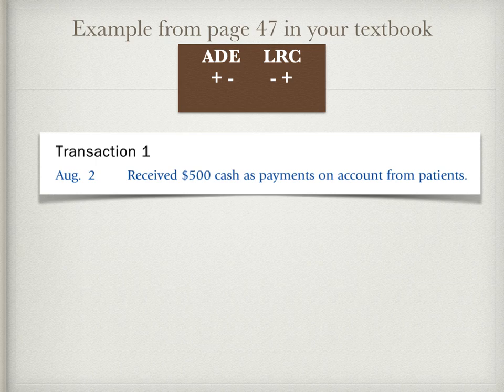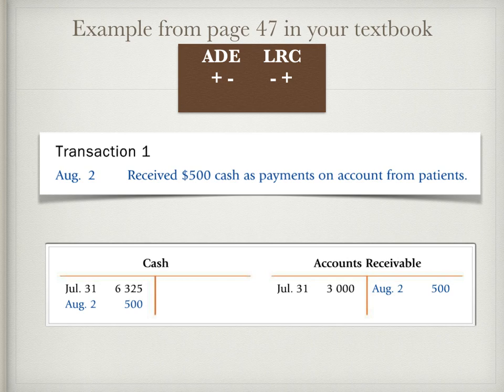Now we need to decide for each account what's happening to it. What's happening to the cash account? We received cash, so cash is increasing. Cash is an asset, it's increasing, and then our accounts receivable is also an asset. But if patients are paying their accounts, that means that their accounts receivable is decreasing. They're owing us less money.